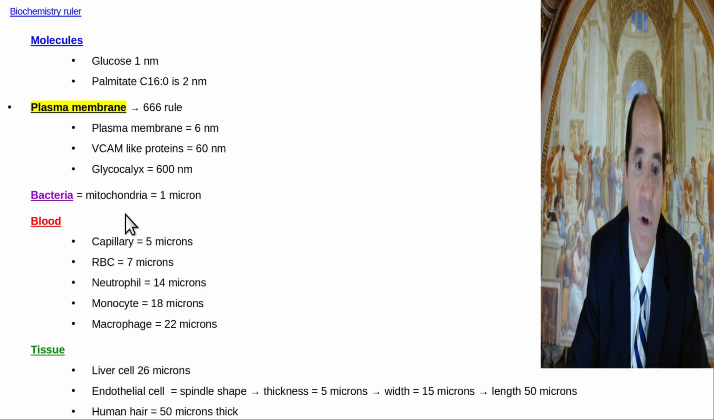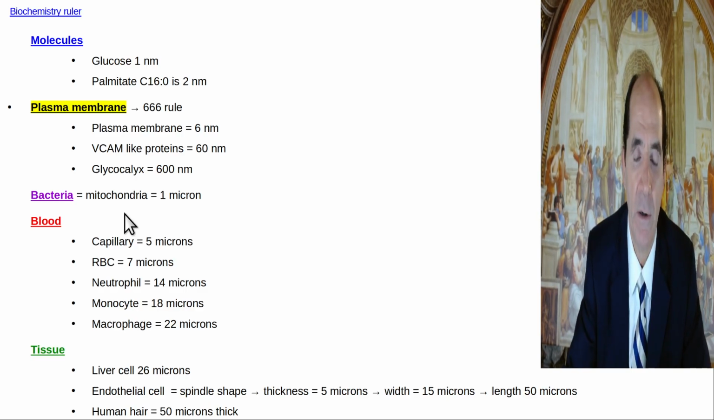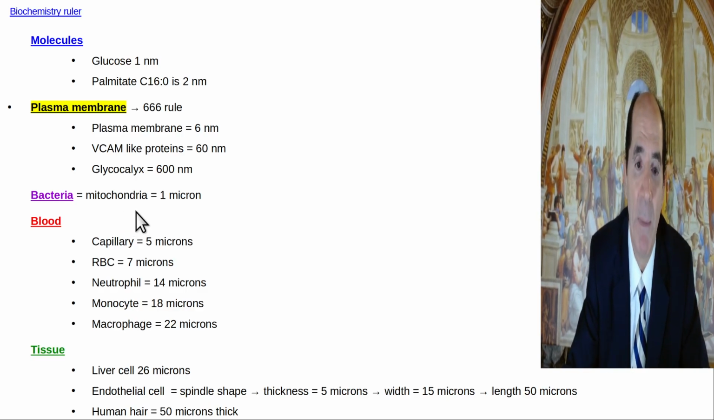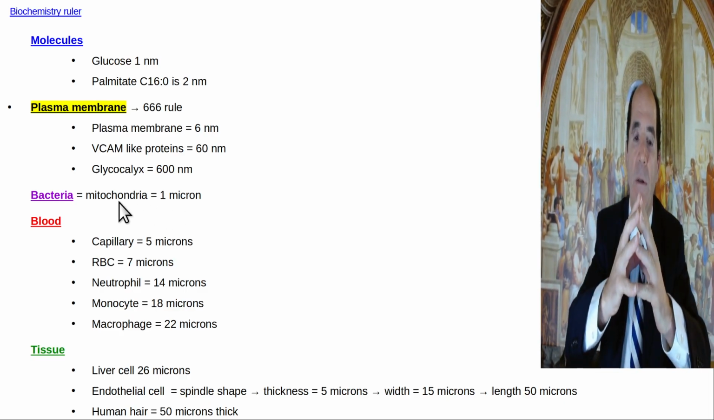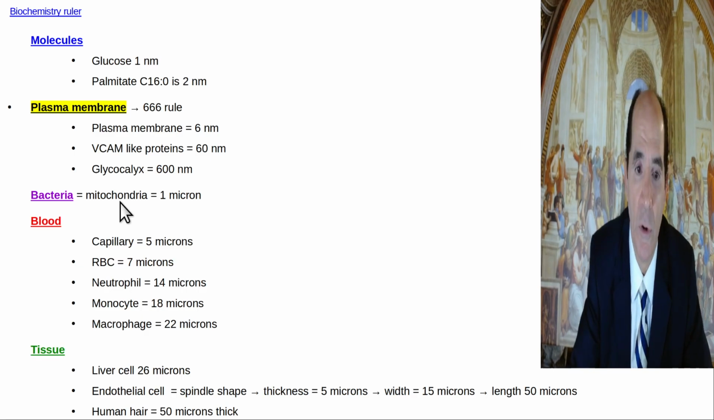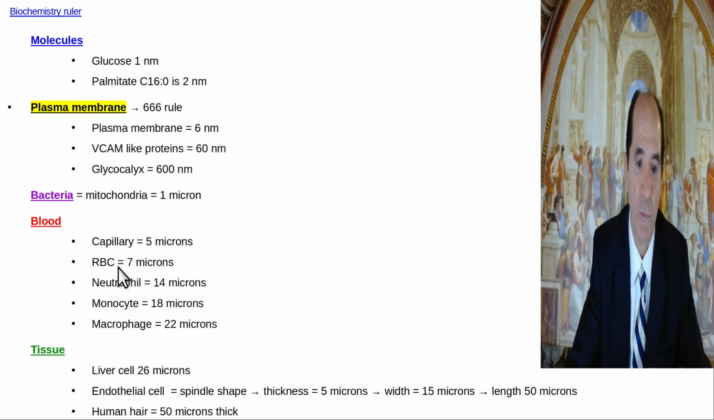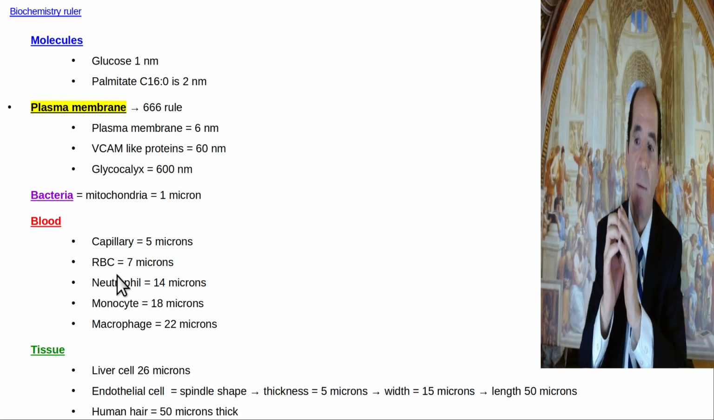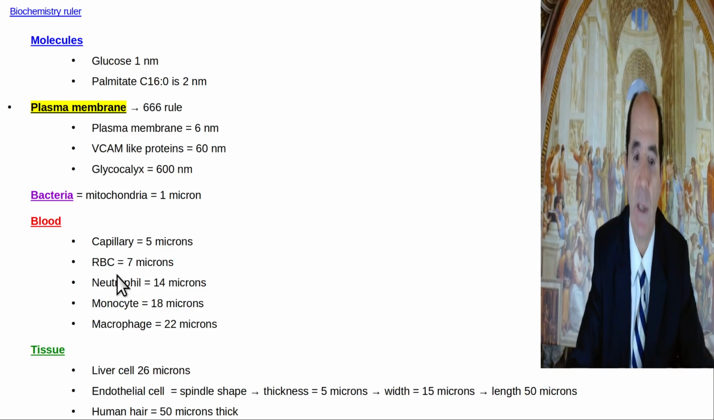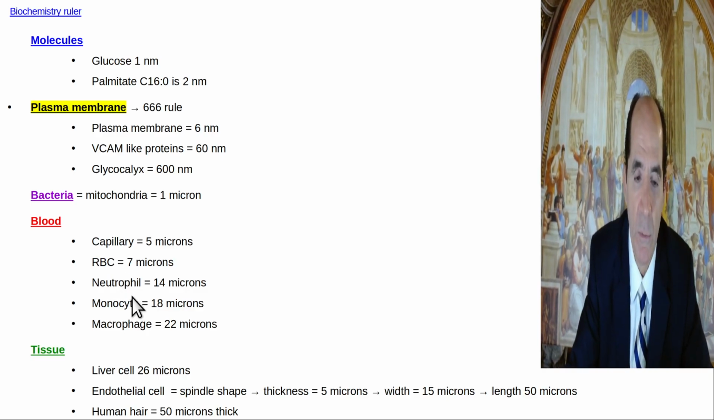All right, now when you're talking about living things that are relatively independent, a bacteria is 1 micron, and it makes sense that mitochondria are thought to be derived from bacteria, so they're also 1 micron. Okay. A capillary diameter is about 5 microns. A red blood cell is a really small cell. It's just a little bag full of hemoglobin. That's 7 microns in diameter. Now, a neutrophil, which is the most common white blood cell in the blood, is about 14 microns. Okay, you just double the RBC to get 14.